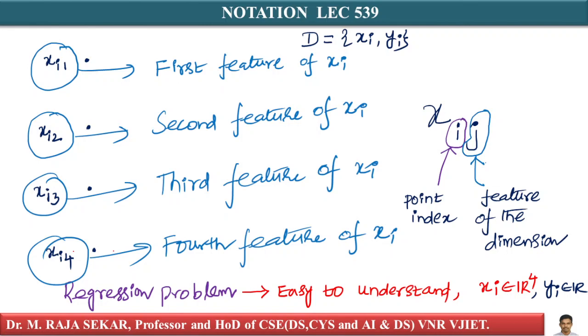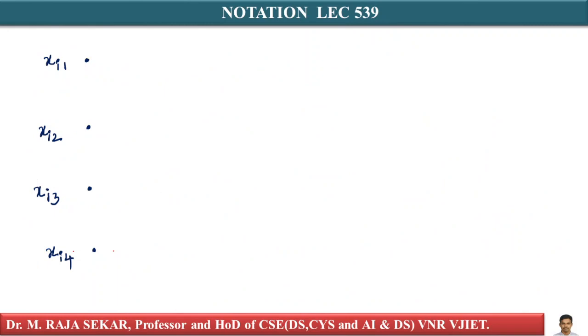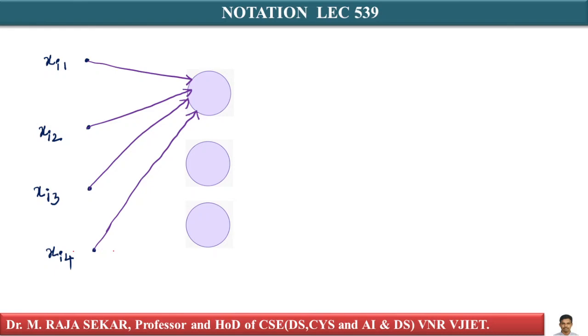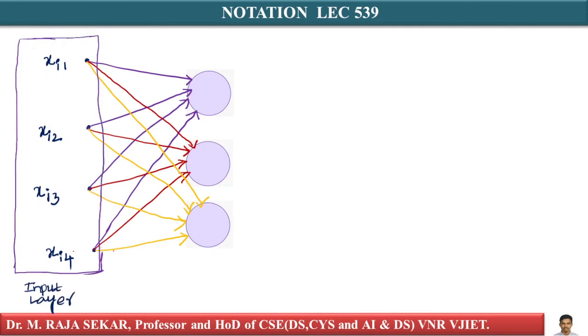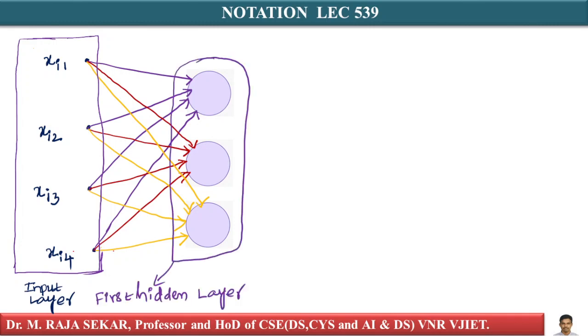Let's assume I have these inputs and I have 3 neurons. Let me assume all of these points are connected like this. If it is the case, this xi1, xi2, xi3, xi4, what is this? This is my input layer. This set of neurons is the first hidden layer. Let me assume it's layer 1.